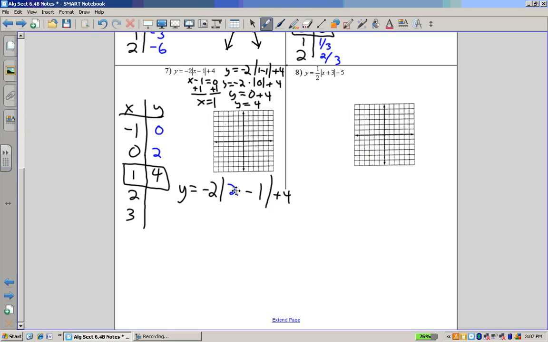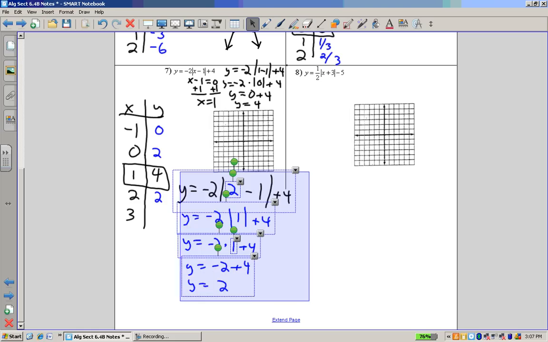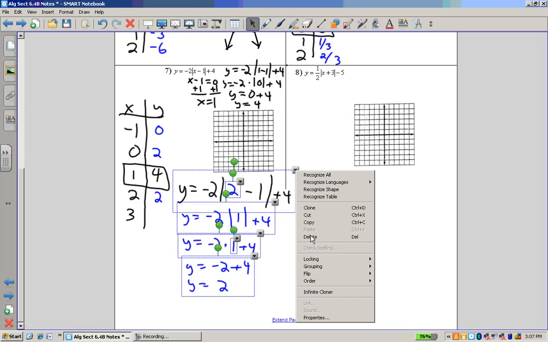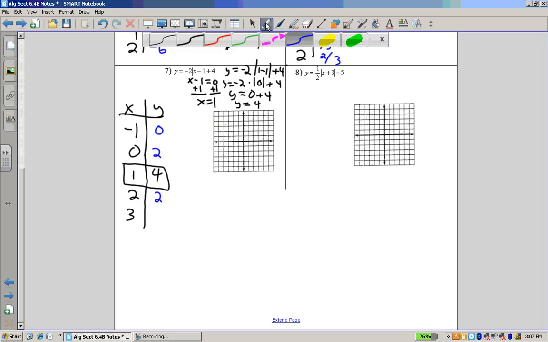Plug in a 2. y equals negative 2 times 2 minus 1, which is 1. The absolute value of 1 is 1. Negative 2 times 1 is negative 2. And negative 2 plus 4 is 2. Now, you'll notice this has already been symmetrical. If that happens, you can go ahead and say, you know what, this is going to be a 0, because they do exhibit that symmetry.